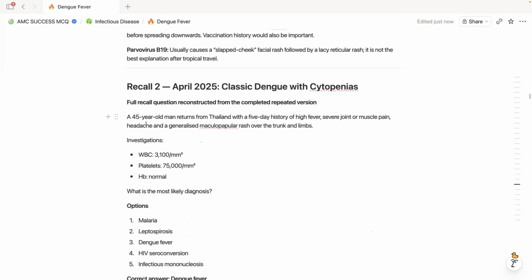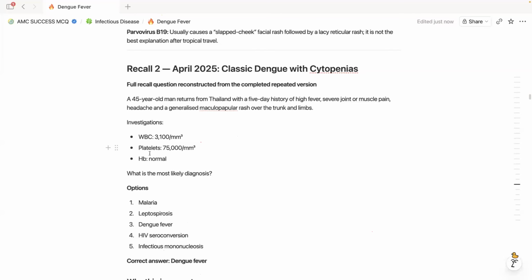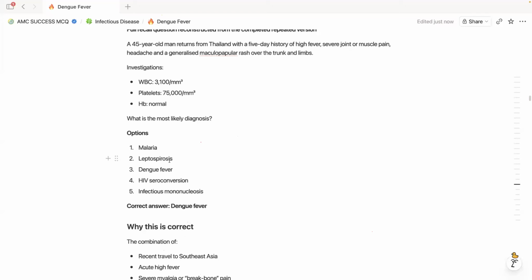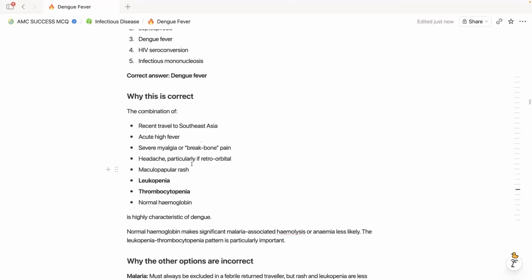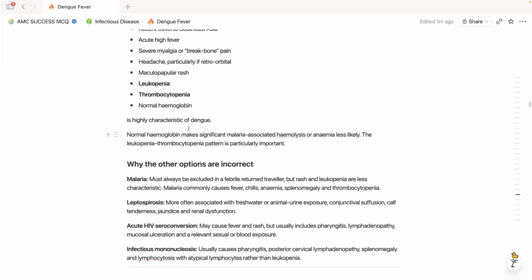The next question came as a 45-year-old man returned from Thailand with 5 days history of high fever, severe joint and muscle pain, headache, generalized maculopapular rash over the trunk and limbs. WBC low, platelet is okay, hemoglobin normal. What is the most likely diagnosis? Malaria, leptospirosis, dengue, HIV, infectious mononucleosis. We selected dengue here because this is a combination of recent travel to Southeast Asia, high fever, severe myalgia, headaches, maculopapular rash, leukopenia, thrombocytopenia, normal hemoglobin. This is highly characteristic of dengue.